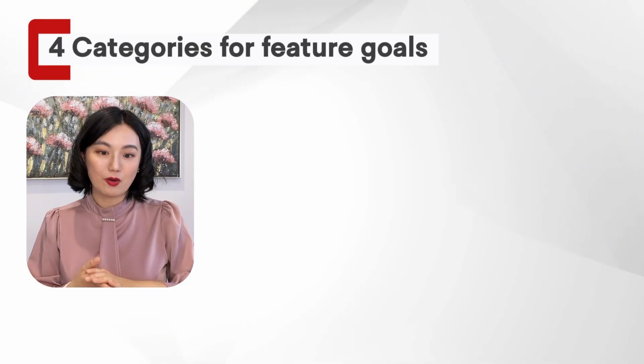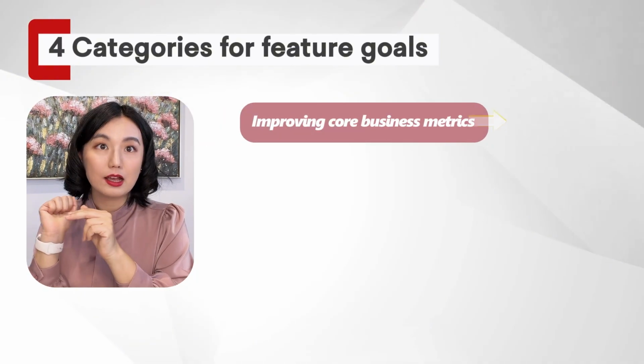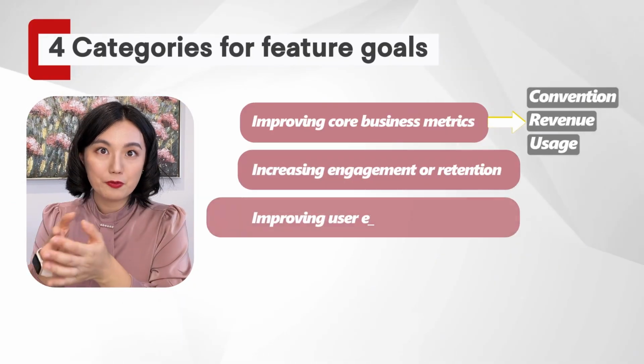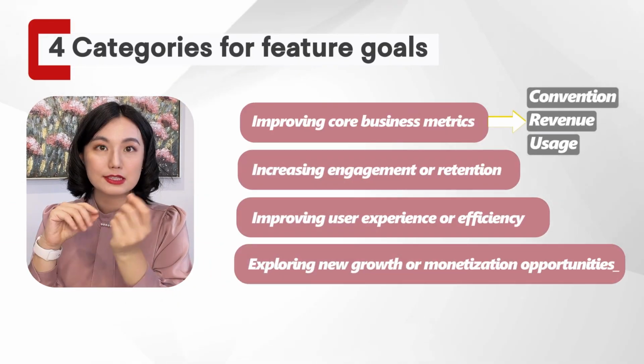In practice, feature goals normally fall into a few categories: improving core business metrics like conversion, revenue, or usage; increasing engagement or retention; improving user experience or efficiency; and exploring new growth. For example, if you live in Australia, you may know the following.